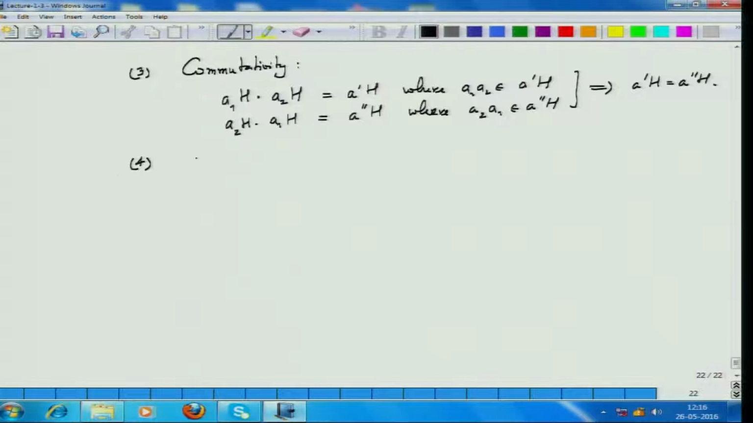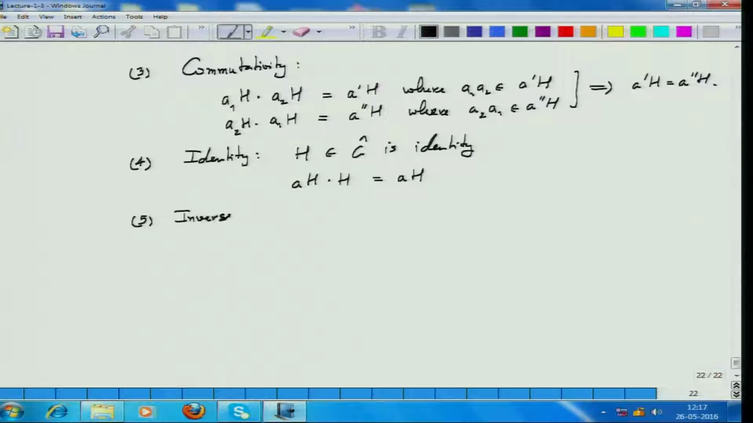Next, identity. What is the identity? H is the identity. Why is that? If you have A1H dot H, this is AH. Similarly, H dot AH, again using commutativity, is also AH.